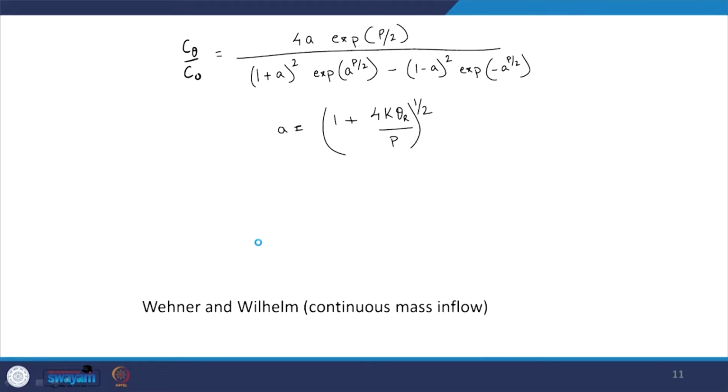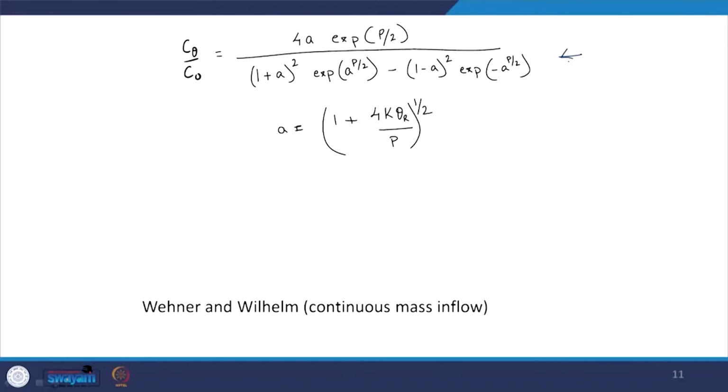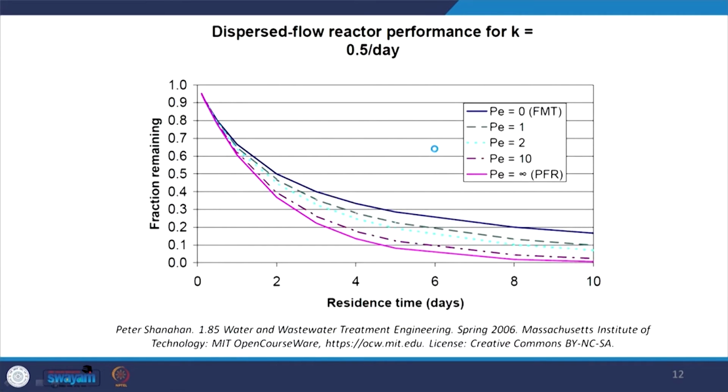So, the earlier case was when I injected the tracer just once, but if there is continuous flow coming in, like in my wastewater treatment plant, where I have continuous waste coming in, how do I solve that previous equation? People have solved it for the continuous mass flow, and this is what we have. Again, Pe is the Peclet number, and A is presented here. So, for this, let us see what the plot looks like.